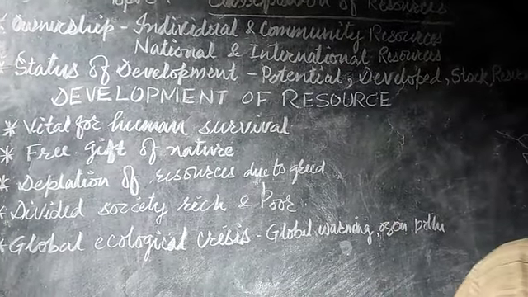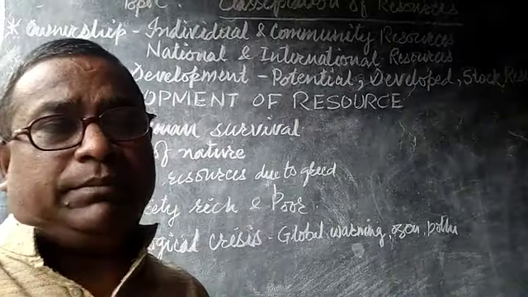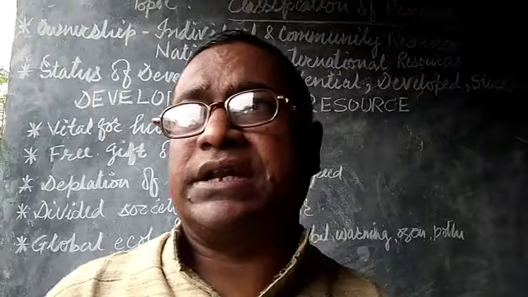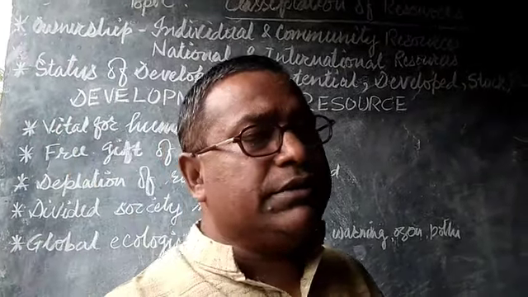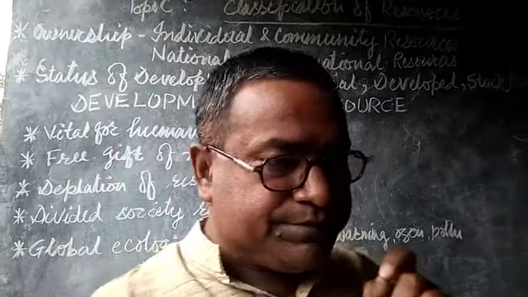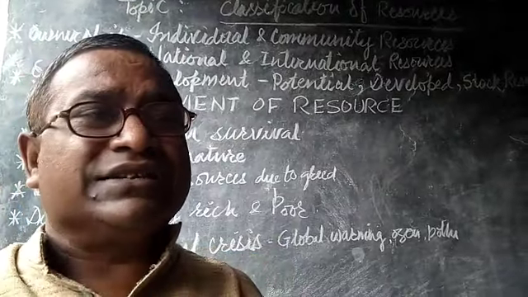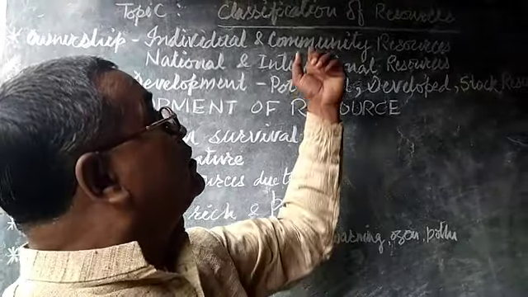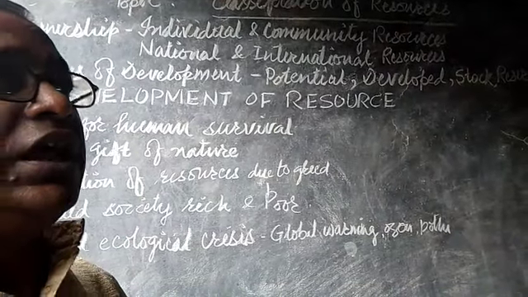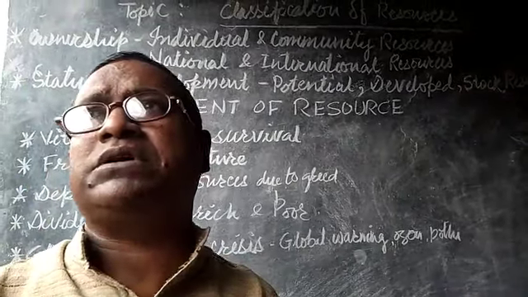Community resources are those which have ownership of the total community of people. No one person has individual ownership of these. Like community houses and schools, these are considered community-owned resources, where the ownership is not of a single person but of all the members of the society.